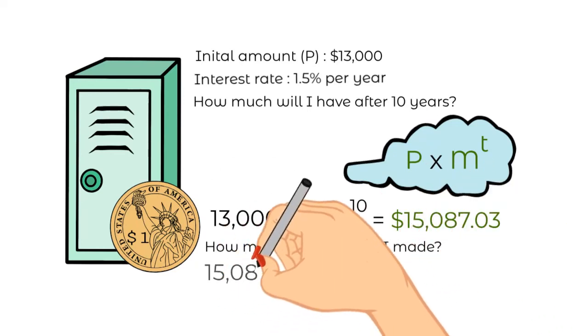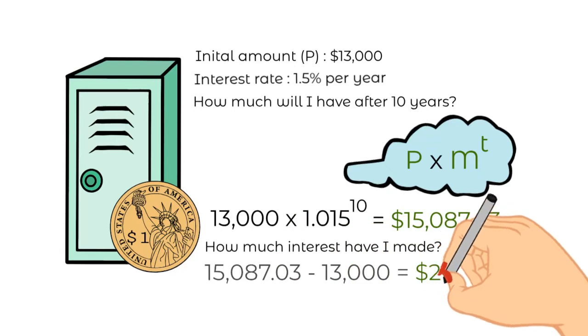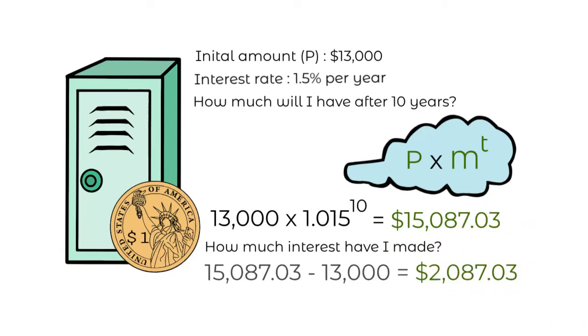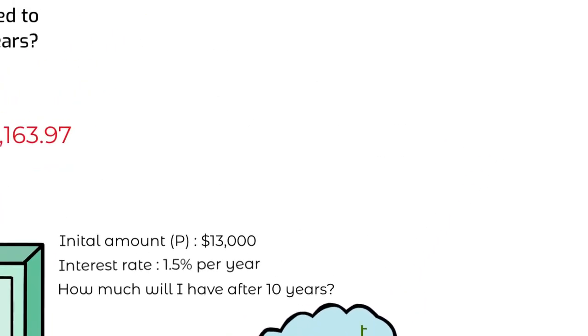Well, to do that, I just take my final amount and minus my principal amount. And I have made $2,087.03 over the 10-year period. So that's compound interest out the way.